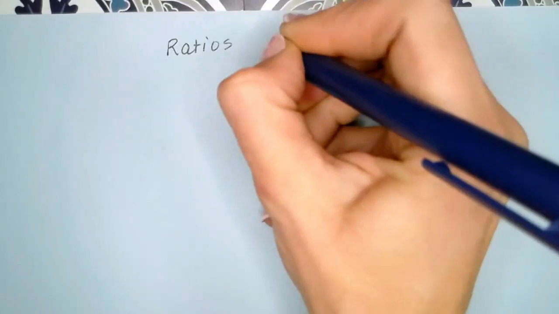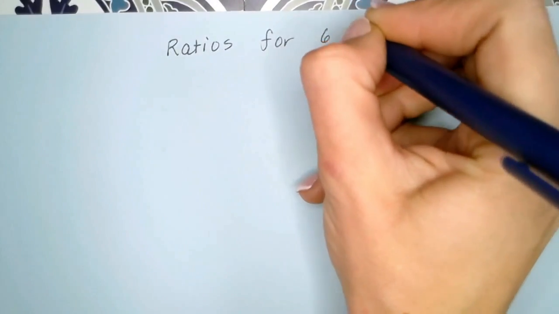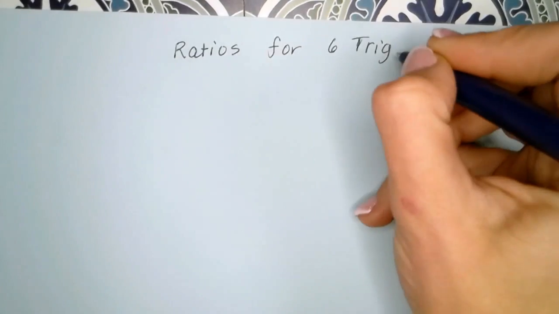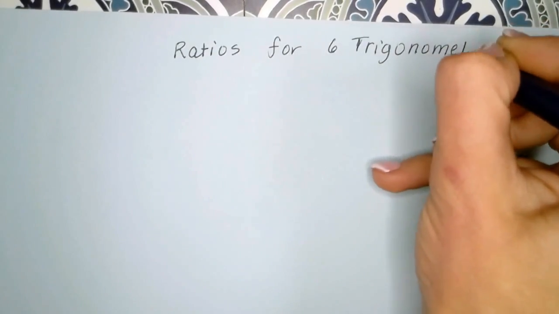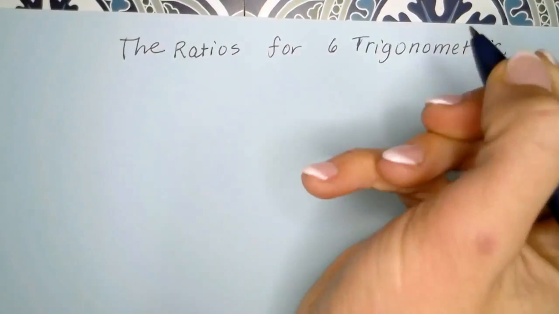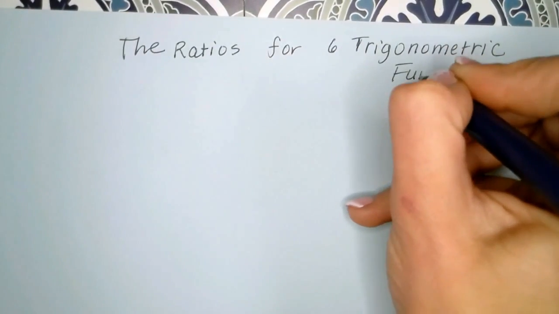All right, so what we're going to go over first is the ratios for the 6 trig functions. Trig really is a short name for trigonometric, right? Trigonometric ratios, so really the ratios for the six trigonometric functions.